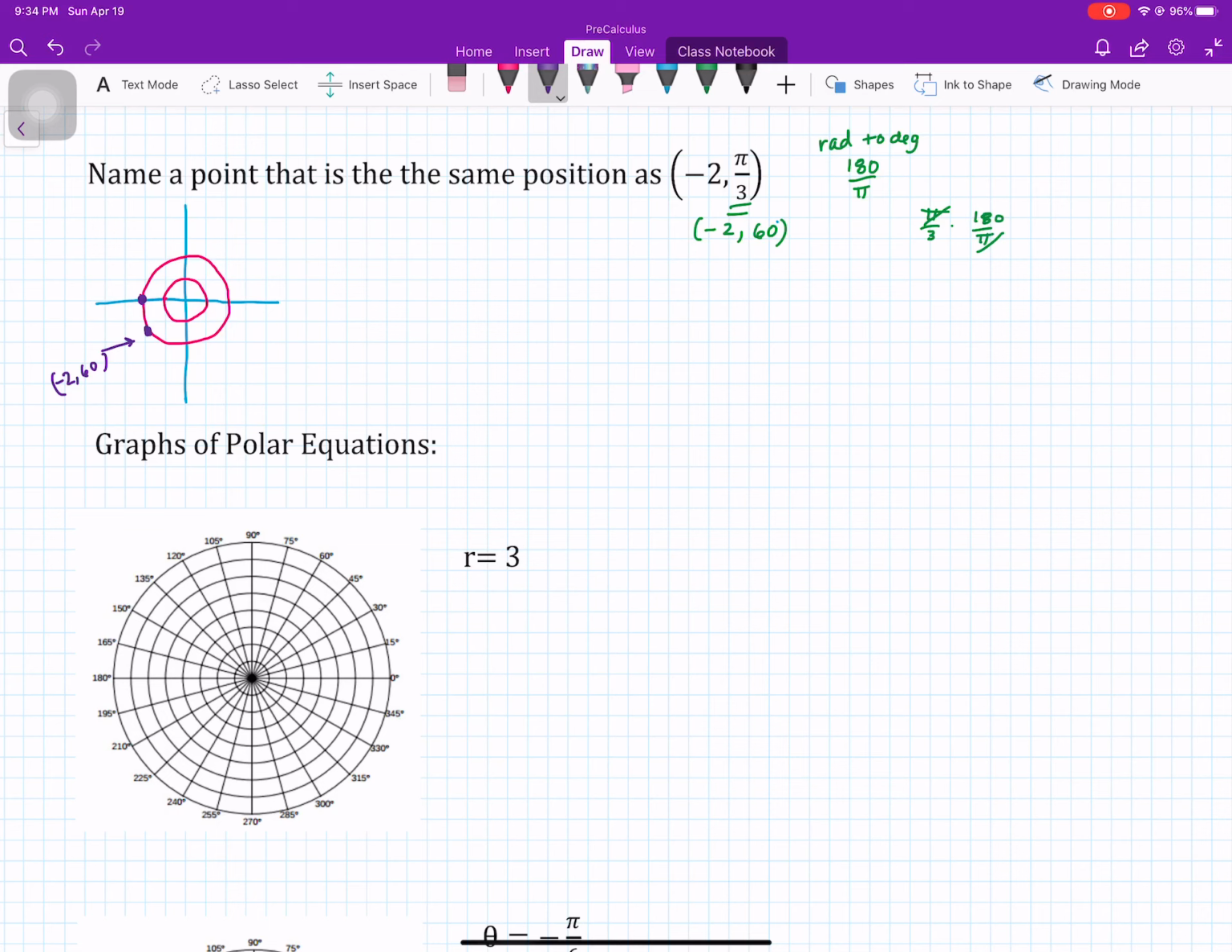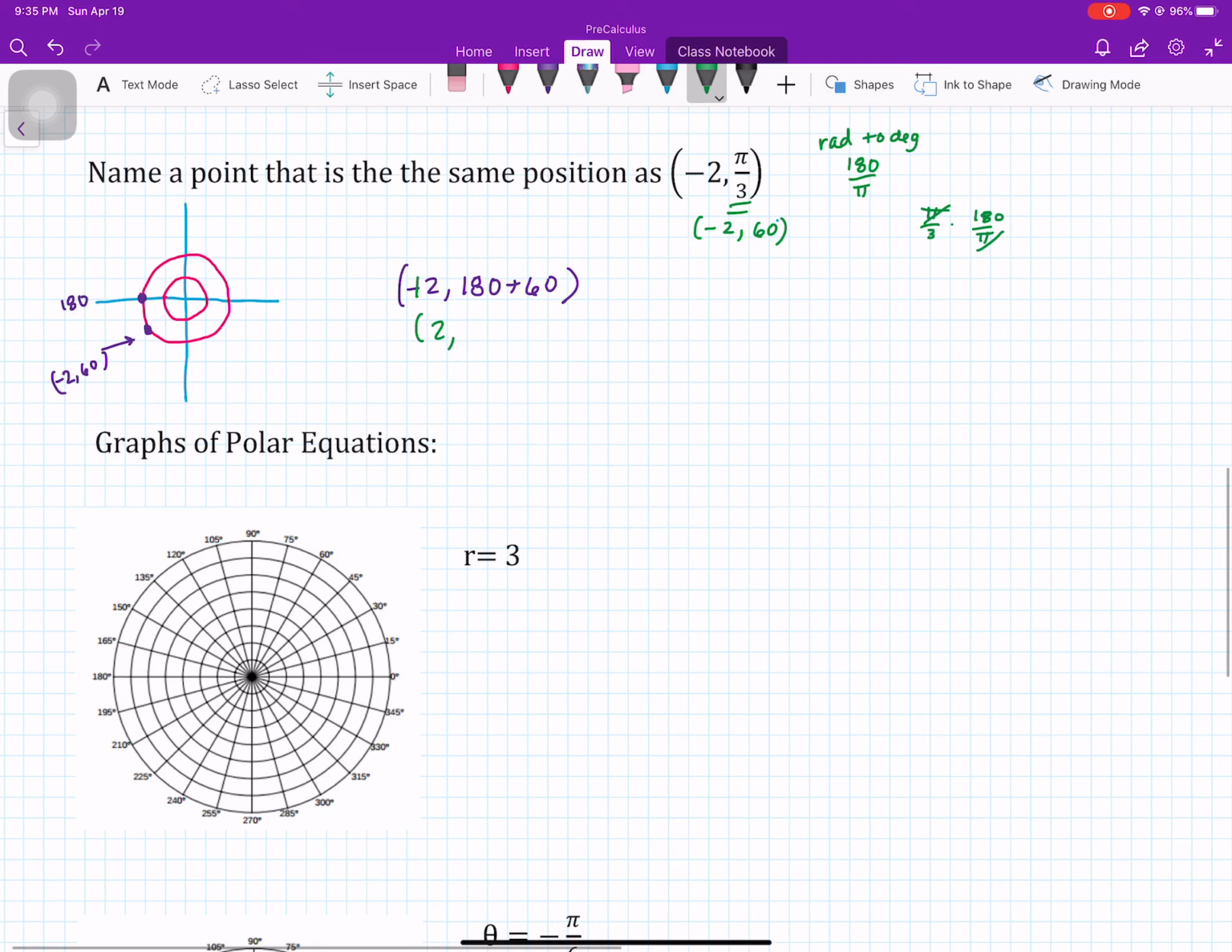So one thing that you could do is you could just add 180 onto 60. Now this would no longer be negative 2. This would be a positive 2 at this point. So 180 plus 60 is 240, and we actually already talked about that. But let's stick with the radians for a minute.